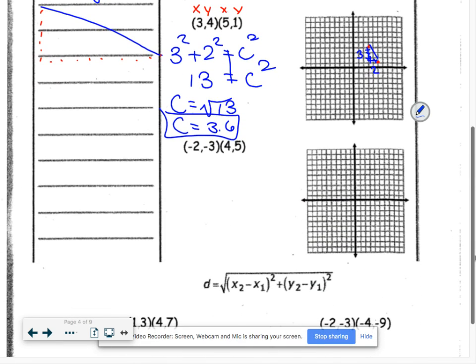Okay, now I'm going to do it between the points -2, -3, and 4, 5. So I'm going to go x, y, in my origin, and x is -2, y -3. So 1, 2, and then down 3. 1, 2, and 3, right there. And then 4 and 5. So starting at the origin, 1, 2, 3, 4, up 5. 1, 2, 3, 4, 5. Okay, I kind of like this one more because it's not so smushed together.